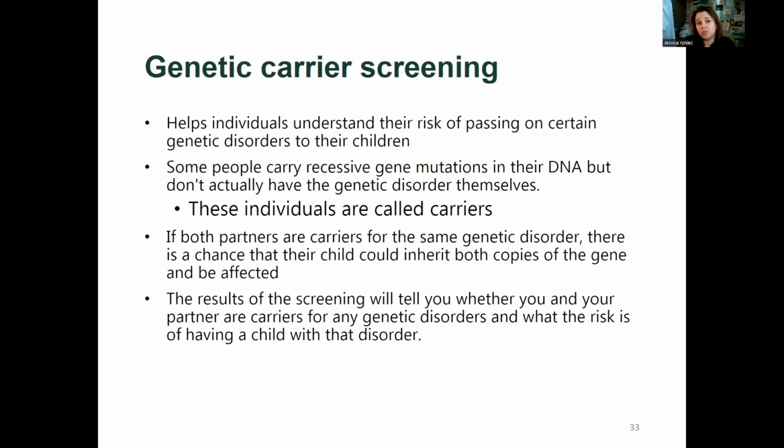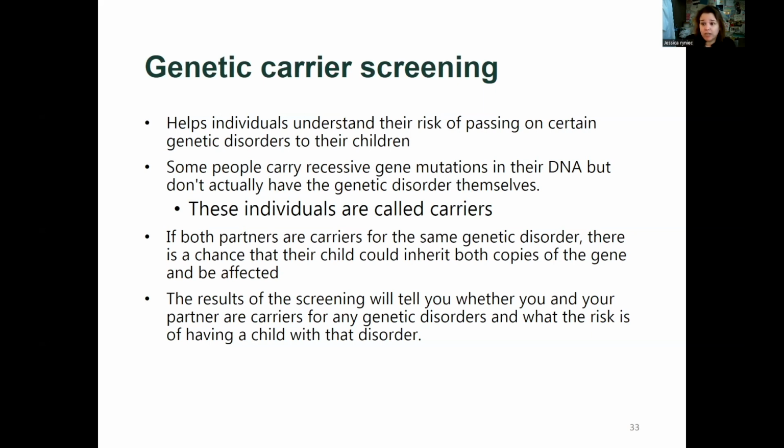There are also dominant genes, but those typically you see either in yourself or in your family. So those are something that's visible, whereas these recessive genes can be hiding and not pop up until two people that carry the same recessive gene have a child, and that child potentially is affected. So if both partners are carriers for the same genetic disorder, then there's a chance that their child could inherit both copies of that and be affected.